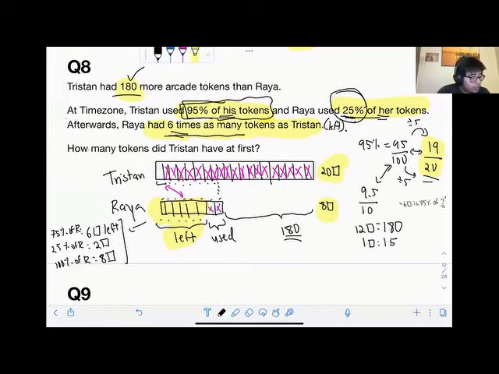How many tokens did Tristan have at first? Ano pong number of boxes yung gusto nating isolve?